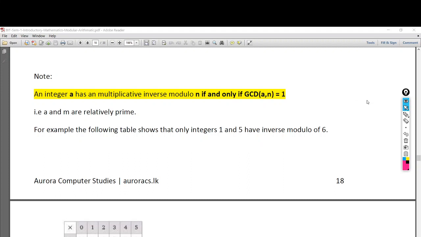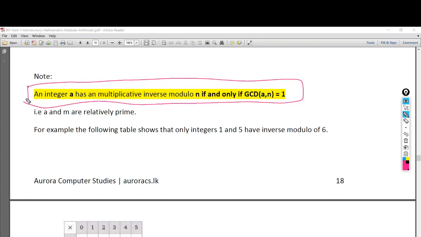So this is an interesting property, and a very important property as well, right? An integer a has a multiplicative inverse modulo n, that means a has a multiplicative inverse in modulo n, if and only if GCD of a and n is 1. So that is a very important property.